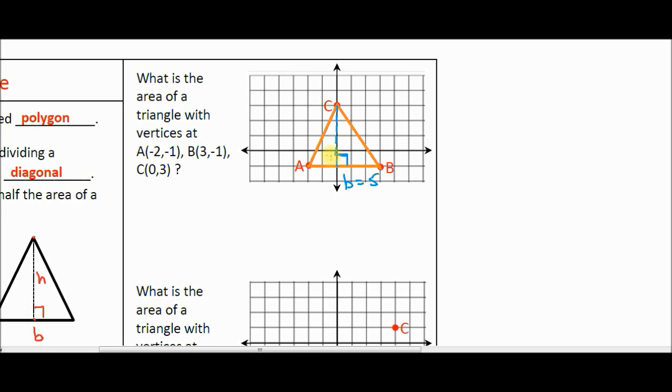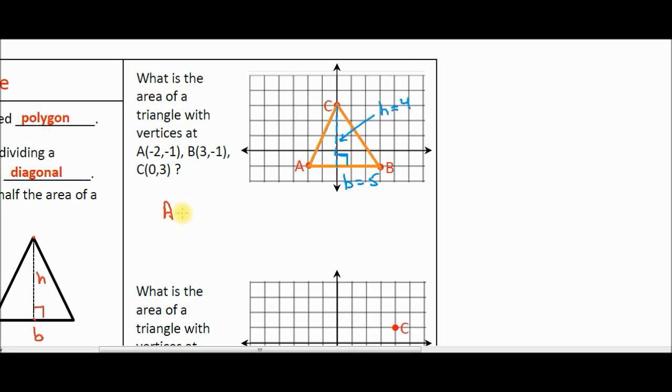Starting from this point, 1, 2, 3, 4. So the height is 4. And I'm just going to draw an arrow here so you guys can see height equals 4. So we've got a base of 5 and a height of 4. That's going to make our area pretty simple.